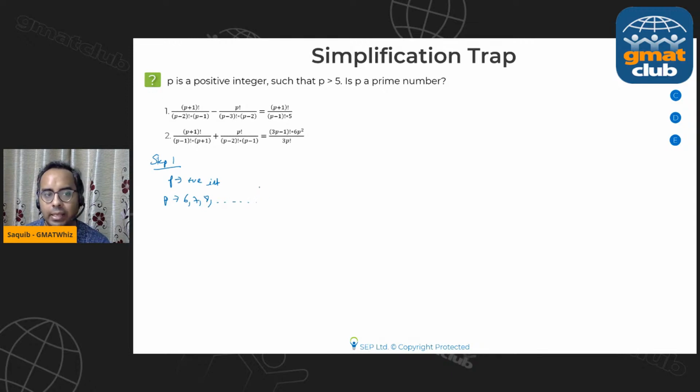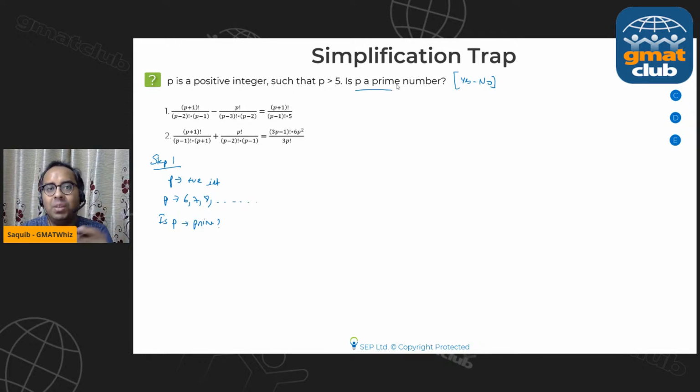These are the values that p can take. Now my question is: is p a prime number? Is p prime? And this is a yes/no kind of question, guys. Remember, in yes/no DS questions, it is not always necessary that you get exactly what they're asking.